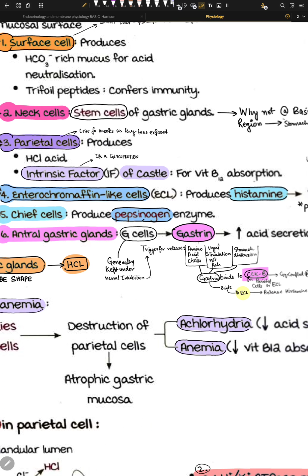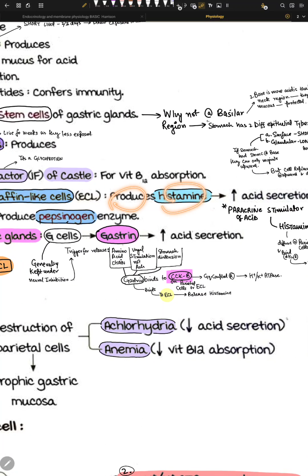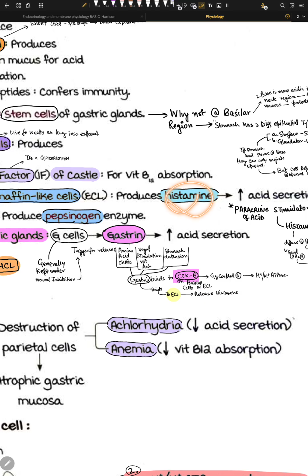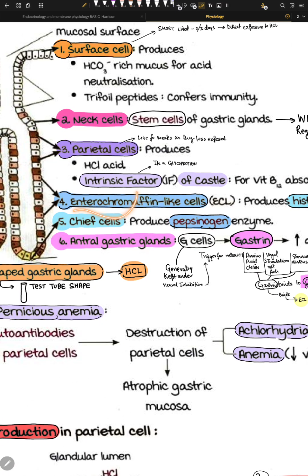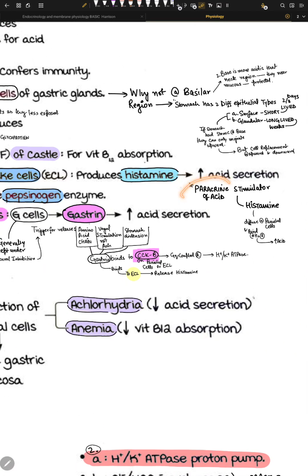So these enterochromaffin cells produce serotonin, but now these are not enterochromaffin, they are enterochromaffin-like cells, okay? And they produce something called histamine. Now histamine is also a neurotransmitter. Okay, now histamine goes and increases the acid production. How? Well, these enterochromaffin-like cells are paracrine glands, and paracrine means it is neither endocrine nor exocrine. So it's a paracrine stimulator of acid, right? It goes, it stimulates, right?